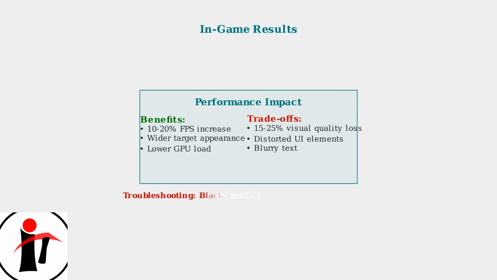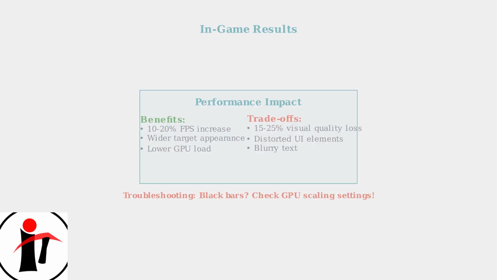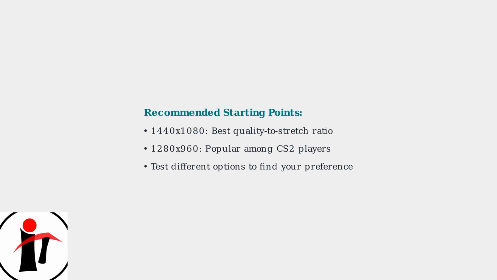The stretched effect will make targets appear wider, potentially improving your aim in competitive games. Stretched resolution can improve performance by 10 to 20% due to lower pixel count, but visual quality may decrease by 15 to 25%. If you see black bars, check that GPU scaling is set correctly and not performed by the monitor. Experiment with different resolutions like 1440 by 1080 or 1280 by 960 to find the best balance between performance and visual quality for your specific gaming setup and preferences.